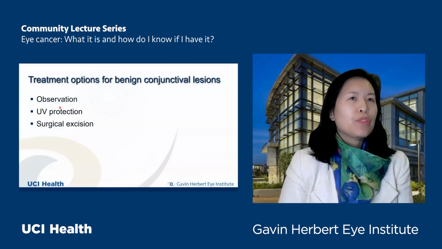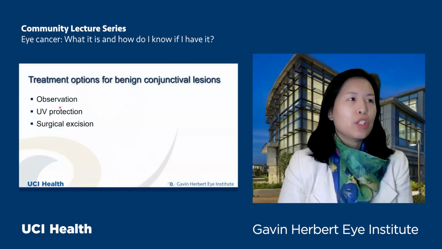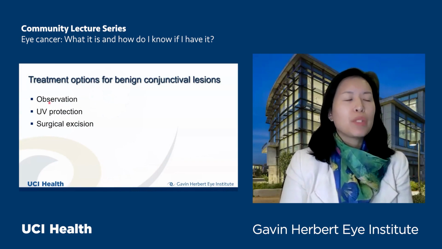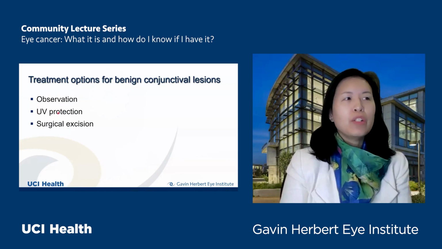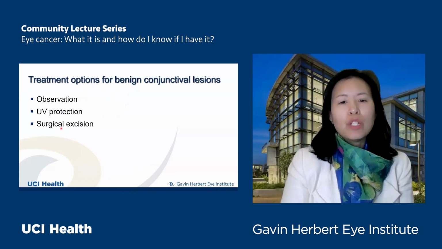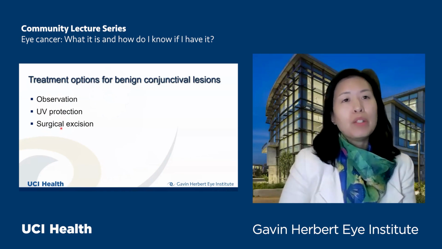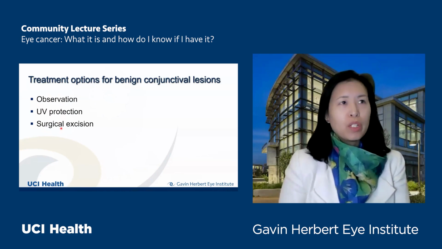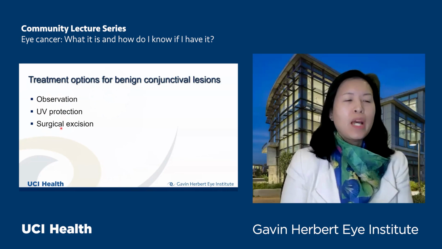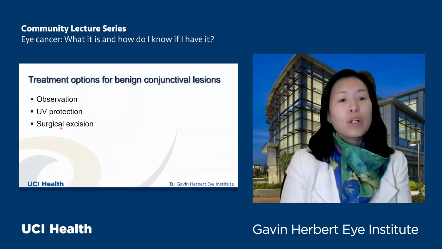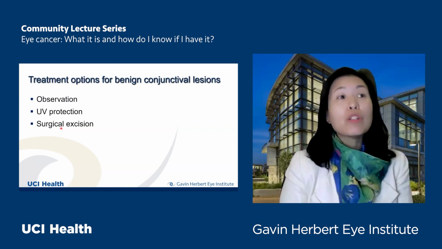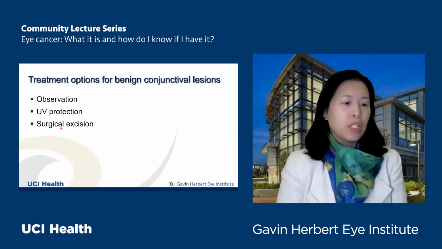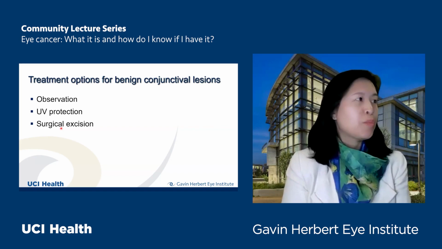So the treatment option for a benign lesion is simple observation. Sometimes we just take photographs and refer back to those photographs, protecting your eyes from the sun. And sometimes we just remove them in surgery, either because the patient doesn't like the appearance or to make sure that it is benign. As I showed you earlier, we always send those for a pathologist to take a look at under the microscope to be 100% sure that in fact it is benign.